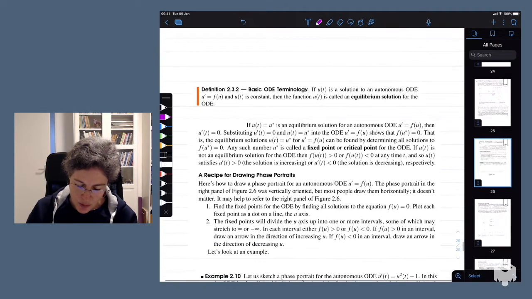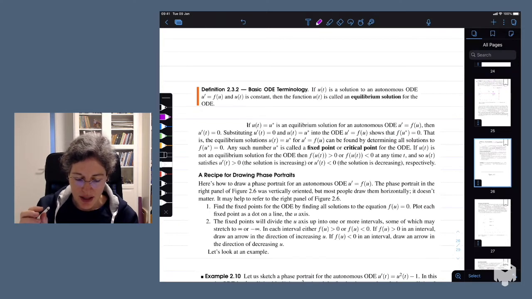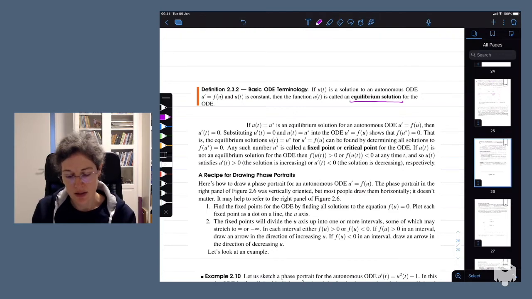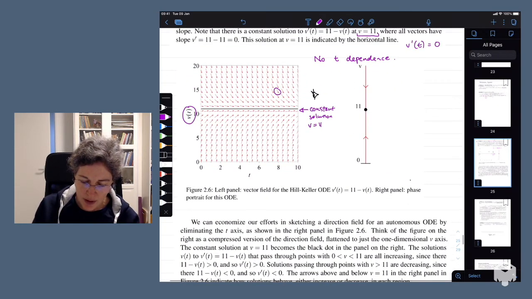So let's talk a little bit more about these. A little bit of terminology. One thing that you'll find is that if we find a solution to an autonomous ODE that is constant, we call it an equilibrium solution. And that's going to be quite important for analyzing these systems. So up here, we found that 11 was an equilibrium solution.